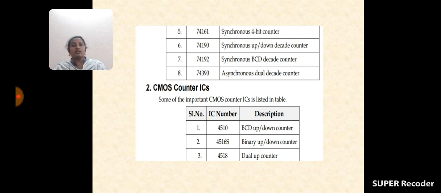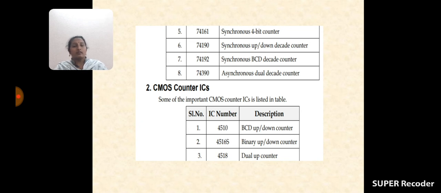74192 is a synchronous decade counter. Okay. And the next IC would be 74390, that is an asynchronous dual decade counter. Here there is a slight difference between the synchronous BCD decade counter and the asynchronous dual decade counter. The synchronous BCD decade counter will provide BCD counting only, but the 74390 decade counter will provide binary counting.